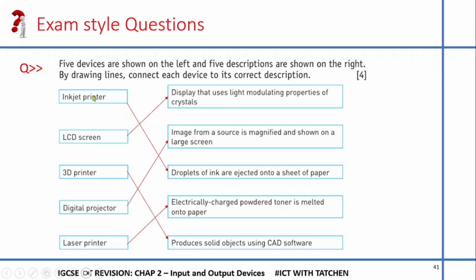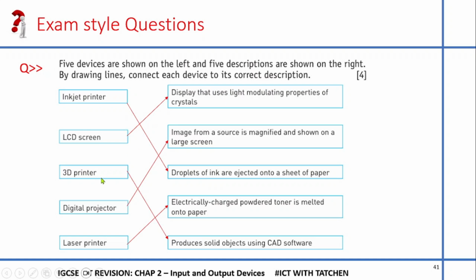Let's start with the inkjet printer. Inkjet has to deal with what? Ink. So that's why I picked droplets of ink injected on a sheet of paper. It's a printer, so that's what happens. LCD screen is definitely display. You use a screen for what? To see what you're doing. A screen is an output device, so it's a display.